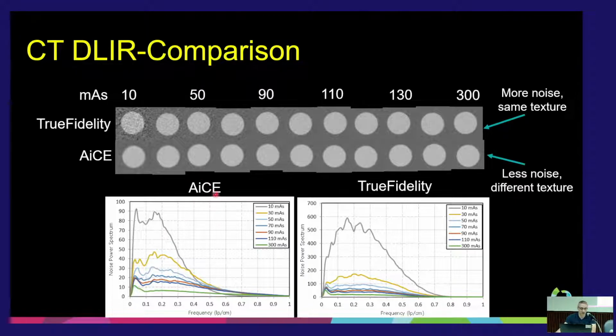And I mentioned to you that we have two vendors with two different deep learning reconstruction algorithms. One is Canon, one is GE. And here you can see the noise power spectrums from the 300 mAs, obviously very low noise. That's why they're very low down here, all the way up to the low dose, so really high noise. And you can see that they both behave the same.